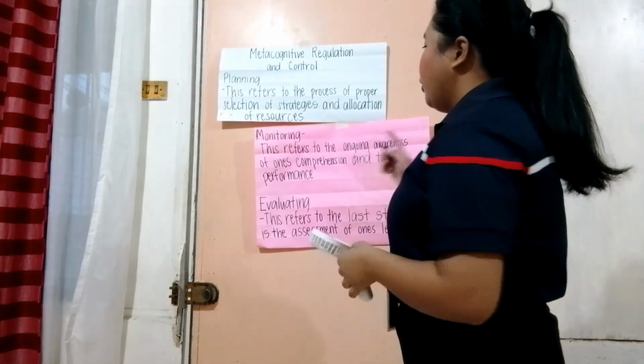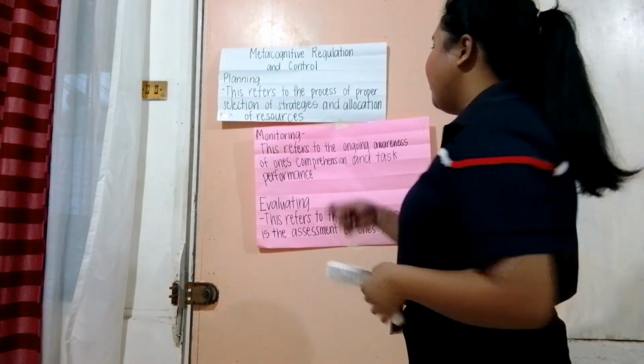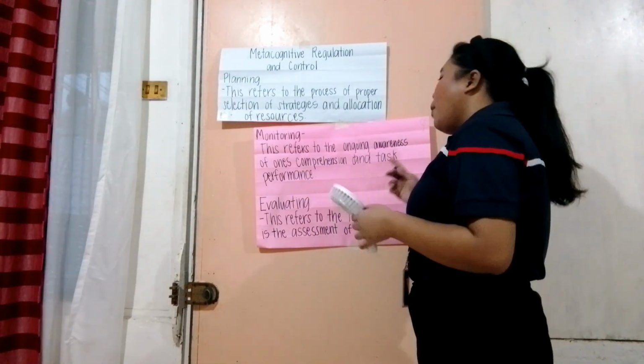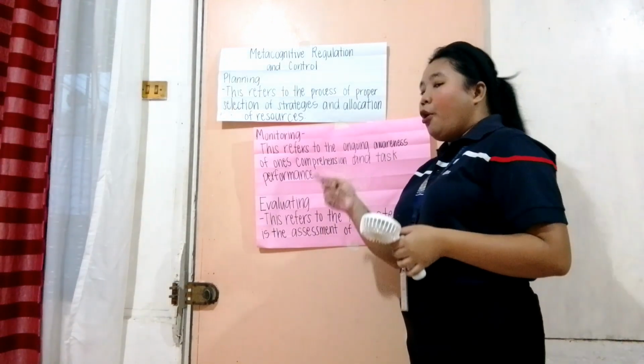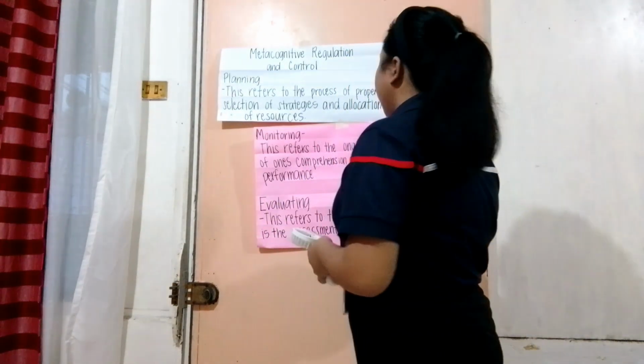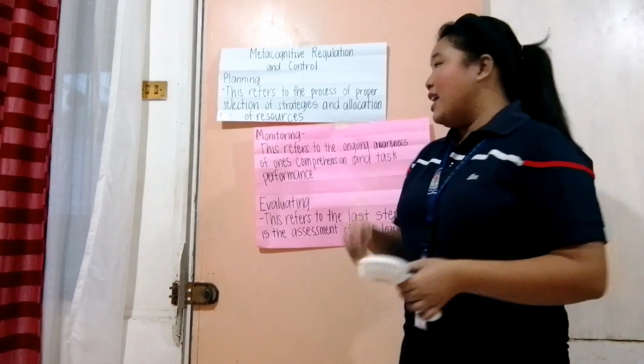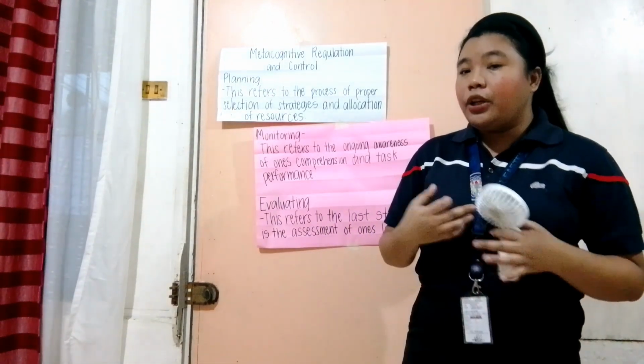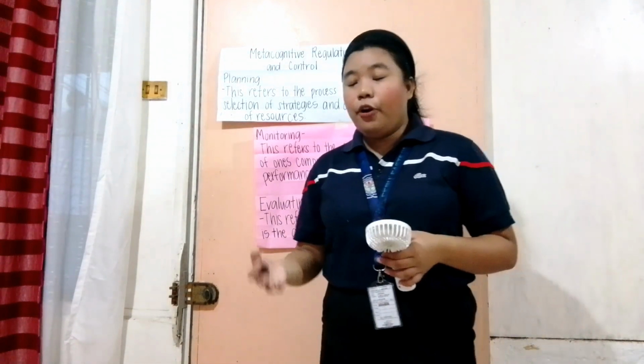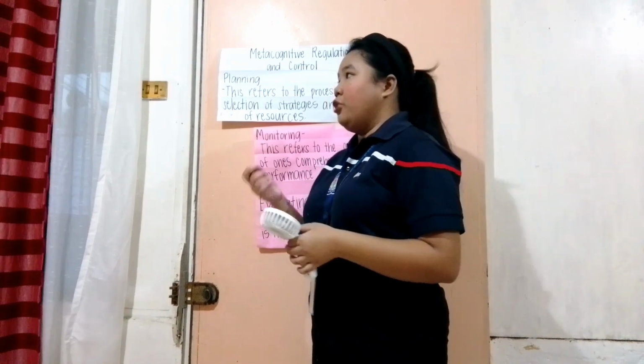Next step is monitoring. And monitoring, this refers to the ongoing awareness of one's comprehension in tasks or performance. This can be an example of a during process. An example is during discussion. During discussion, a teacher will ask if we understood or remembered the information we got, or they will have a recitation during classes, to actually know if the students understood during discussion.